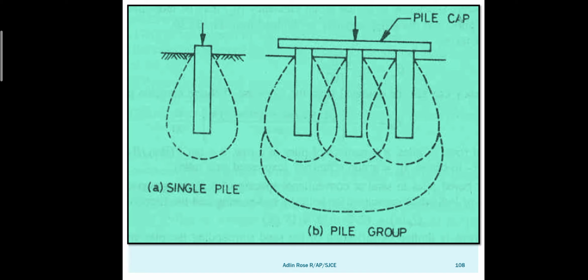But actually, these pressure bulbs will keep the entire unit as one. If one pile fails, the entire unit will fail. It will act like one unit.